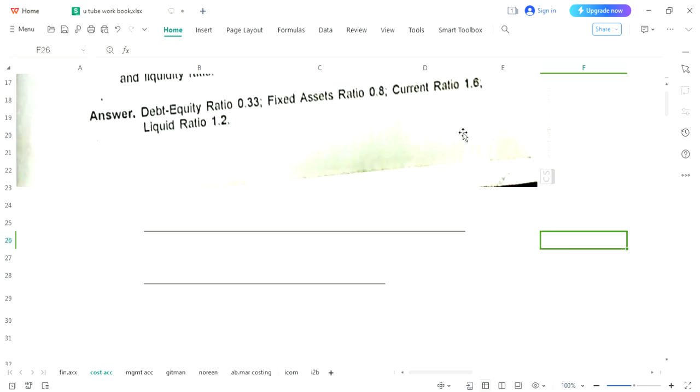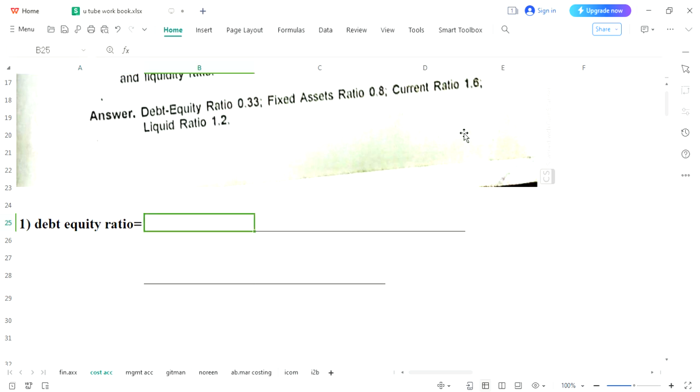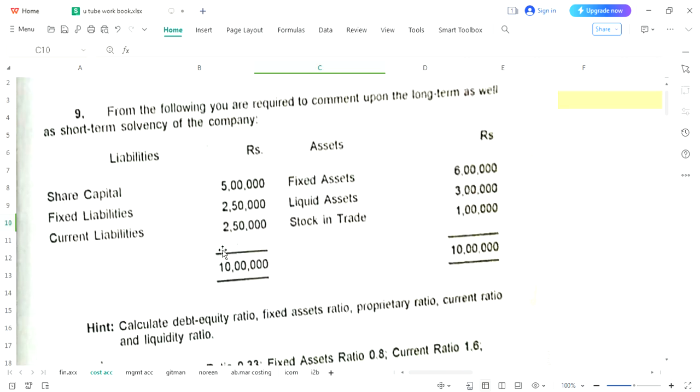So the introduction has been given. We are now ready to start our question. Since we need to calculate long term solvency, we will calculate debt equity ratio first. There are three formulas of debt equity ratio and we can use any. So let's try the first one, external debt over internal debt, external liabilities over internal liabilities, one and the same thing. So let's see what our question says.